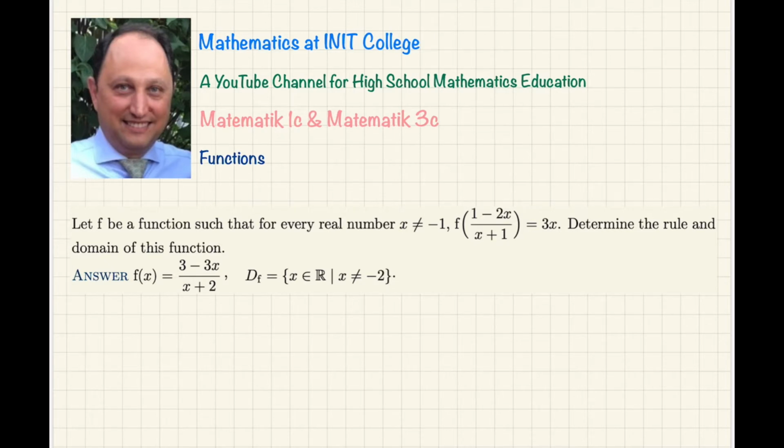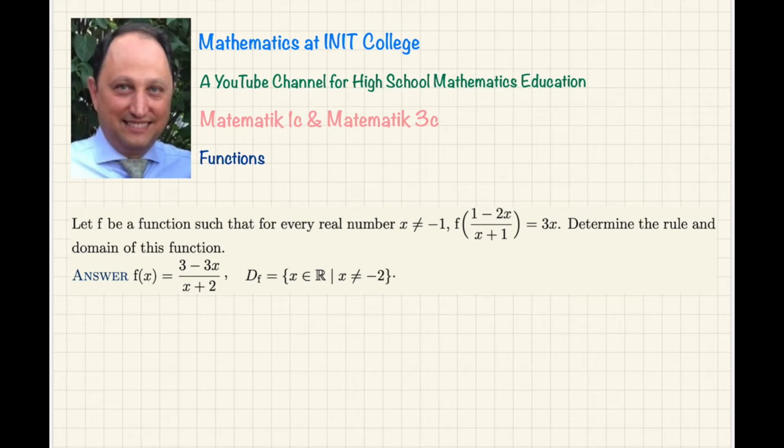In this video I'm going to solve the following problem for you. Let me read the problem for you first. Let f be a function such that for every real number x, which is not equal to minus 1, I have f of (1 minus 2x) over (x plus 1) equals 3x. Determine the rule and domain of this function.